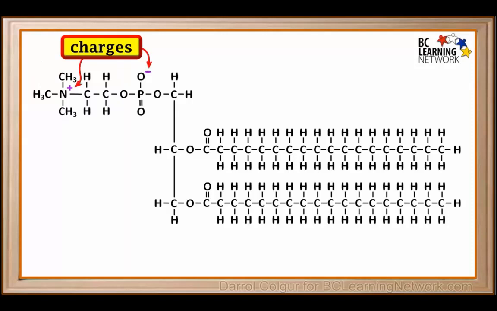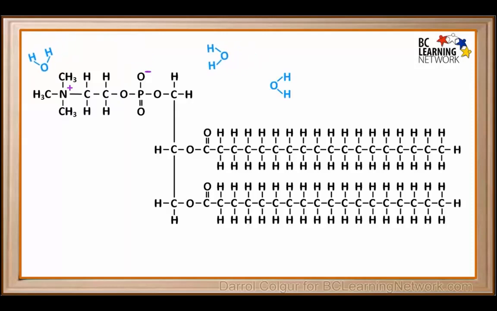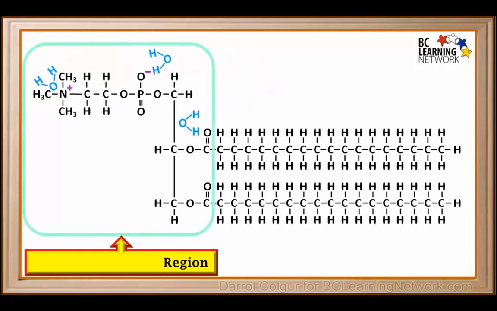The important thing to note is that this group has positive and negative charges. Water is attracted to positive and negative charges, and atoms that have a partial charge, such as an oxygen atom which has a double bond to a carbon atom. Let's focus on this part of the phospholipid molecule. Because this part of the molecule attracts water molecules, it is called hydrophilic, or water-loving. And because it has charges, it is said to be polar.